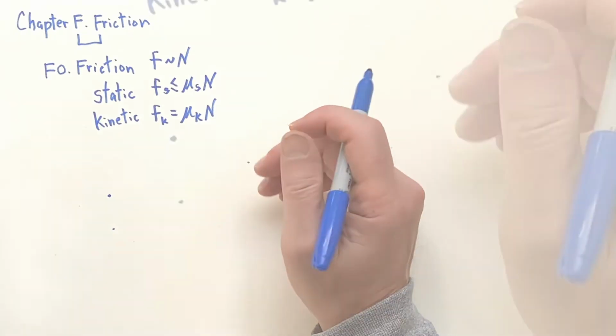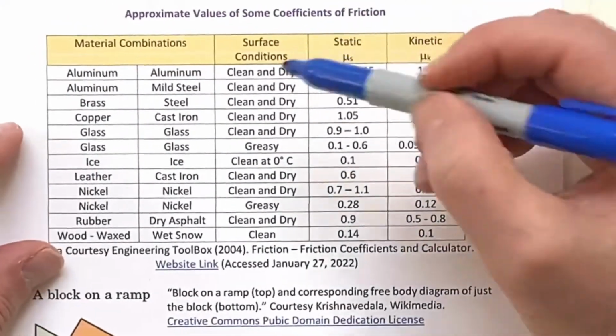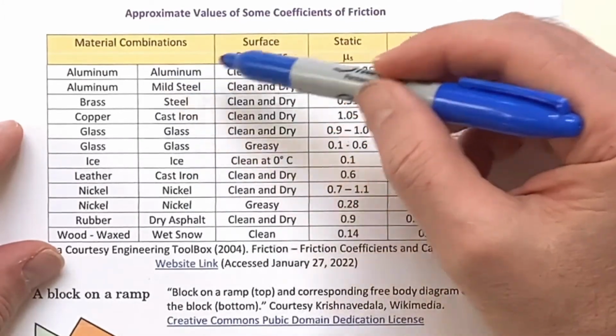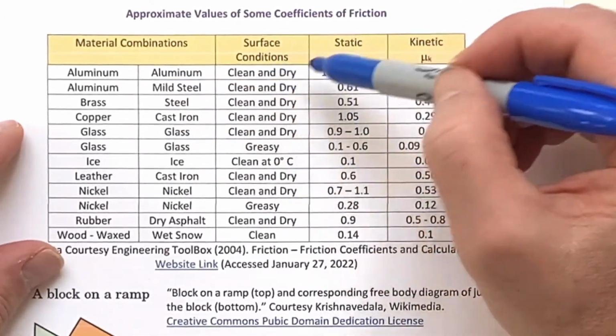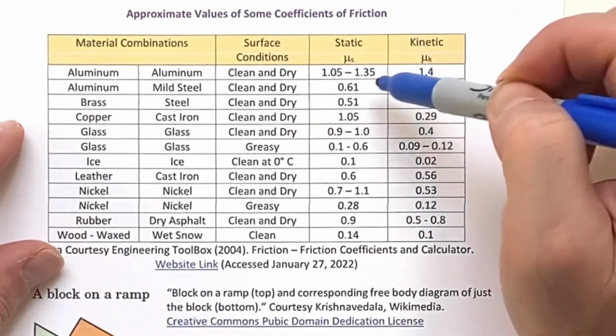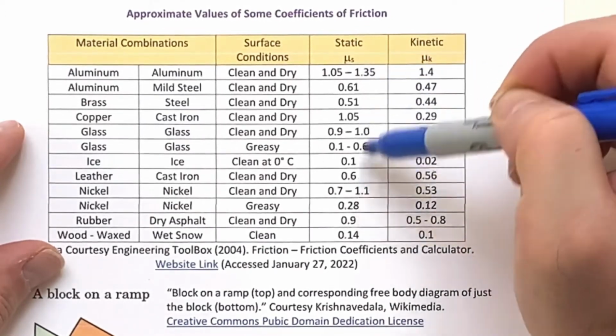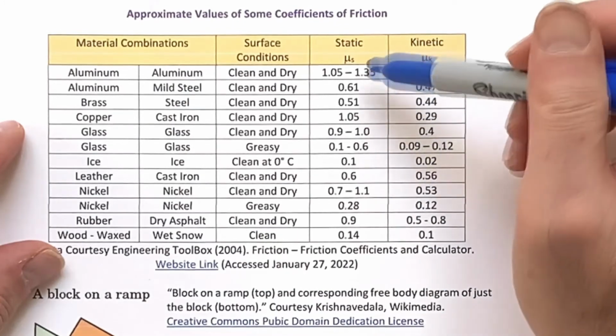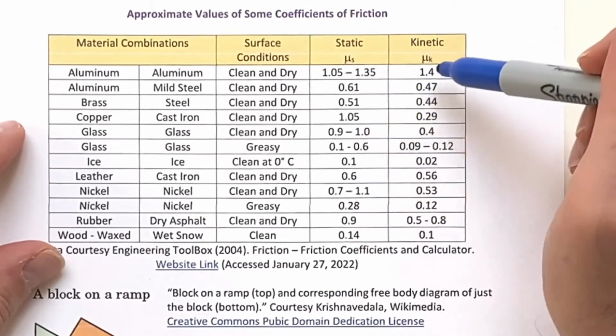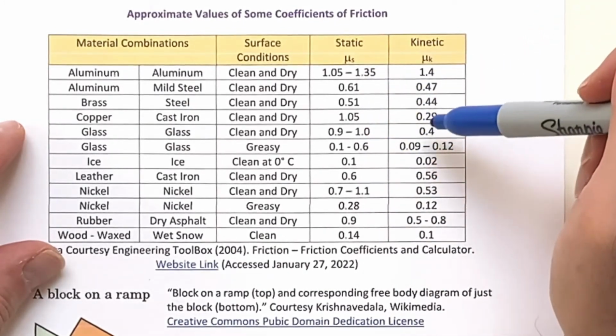So if we look at some values here, aluminum on aluminum, clean and dry. So you have some examples here that are above 1. And if you look at these, most of them are less than 1, and the static values are greater than the kinetic values, typically.